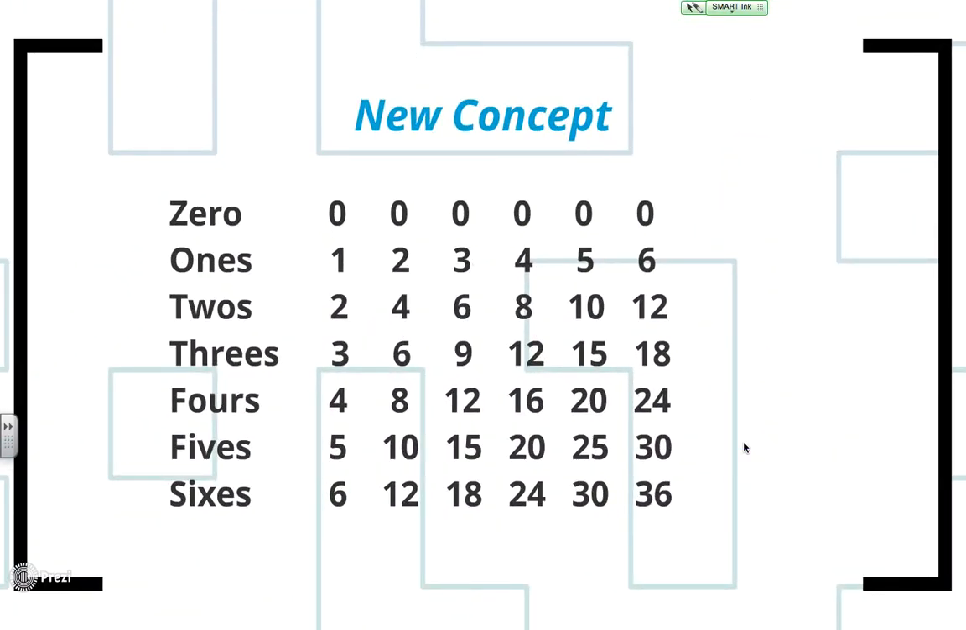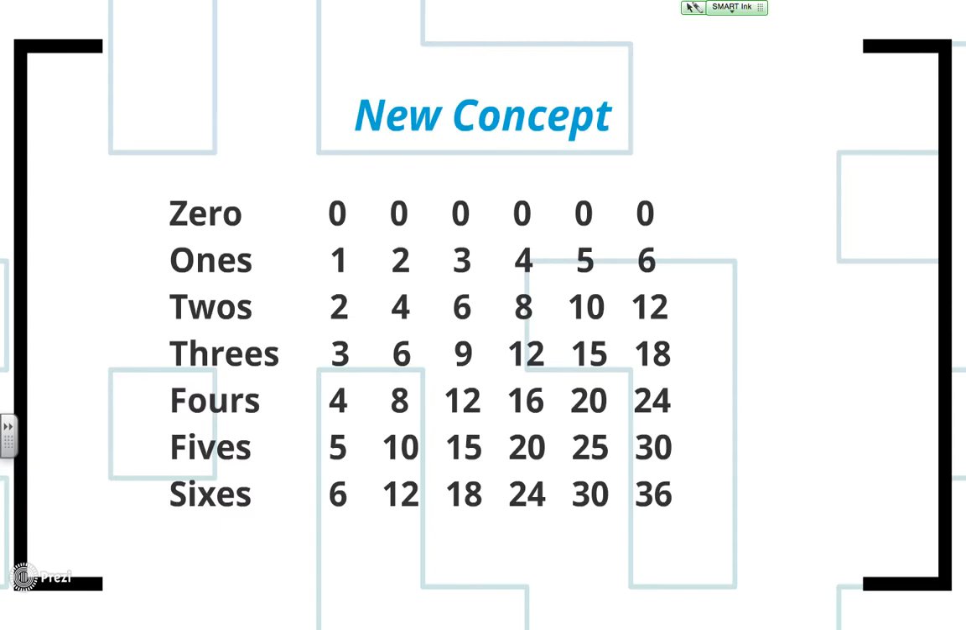All right. So your new concept is: below we have a list of several sequences of numbers. Together, these sequences form an important pattern. This pattern is sometimes called a multiplication table. A multiplication table usually lists the first 10 or more multiples of the first 10 or more whole numbers.